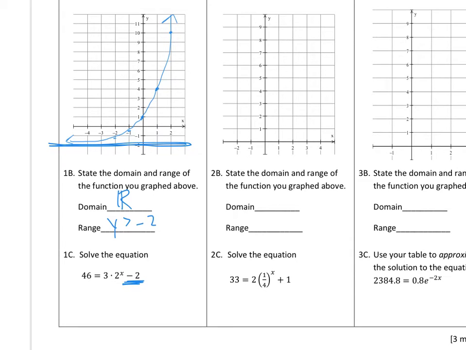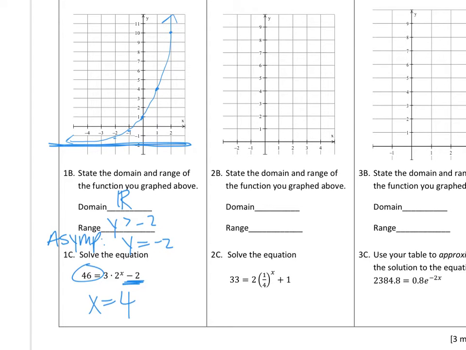I noticed they don't have a question about the asymptote. I'm just going to write it just because we have been in all of our notes. And so y equals -2. And then solve the equation when it equals 46. So I'm just looking at the table here, and I see 46 when x equals 4. Alright, there's the first one.